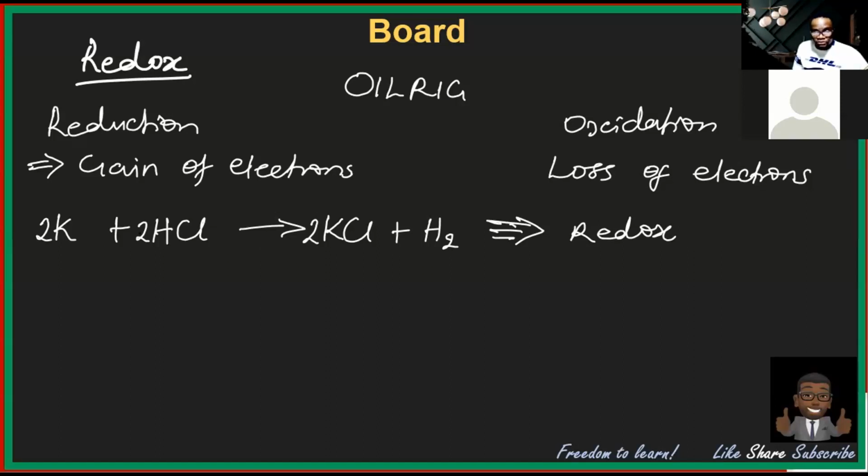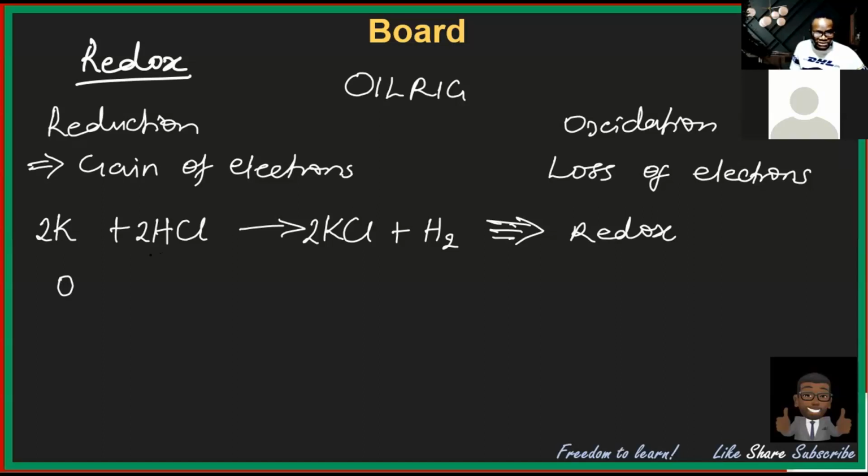If you look at each of these species, the rule for oxidation number tells us that the oxidation number of potassium here will be 0, because potassium is in its uncombined state. Potassium is in its element form. So the oxidation number here is 0. A simple way to look at it is that potassium is not charged. It carries no charge, so the charge on it is 0.